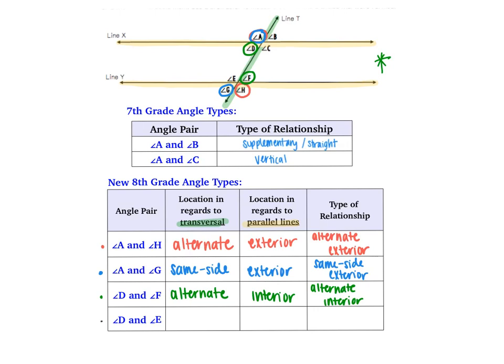And then my last example here, we're going to look at D compared to E. So this time D and E, those are on the same side as the transversal. And they are inside of the parallel lines, so I say those are interior. So my final type of relationship that I have here are same side interior.